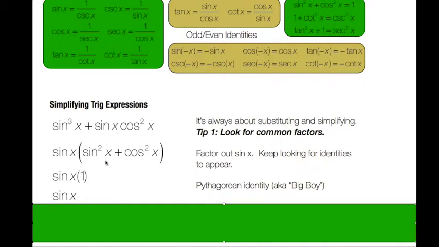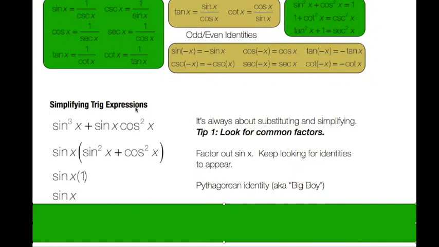This is something that seems trivial, but proving identities is somewhat like proofs with geometry. It's a little bit formal, so putting each step in is really important, especially at the beginning. So sine squared of x plus cosine squared of x is equal to 1. I make that substitution, and then we multiply them together to get my final result of just sine of x.